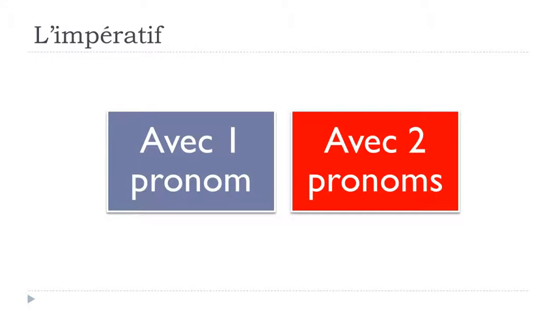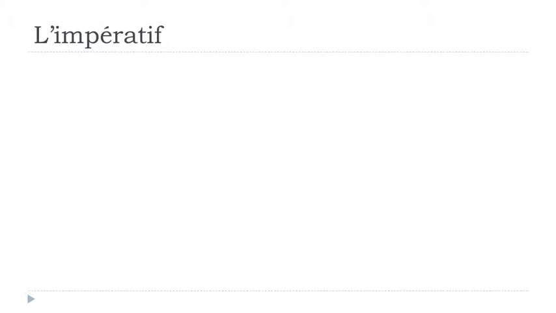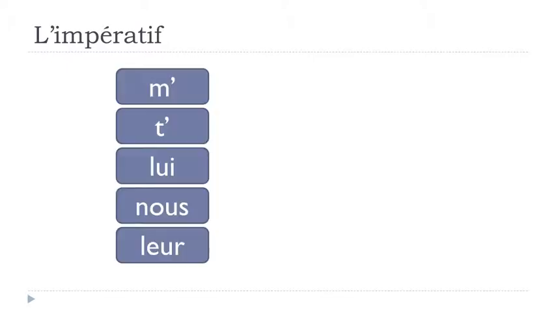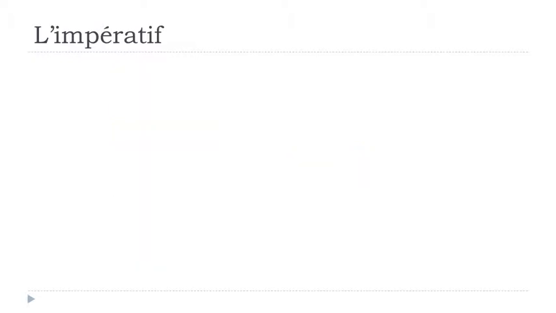Now, if you want to put two pronouns in your structure with the imperative, it's not really rare to use that, okay? But then we've got, of course, as usual, quite strict rules, and that's the thing. The first part that you will have will be me or m apostrophe, te or t apostrophe, lui, then nous, and leur, okay? So that will be the first thing that you will have to put, and after that will come your pronoun en, okay? That's normally the association of pronouns that we've got, okay?